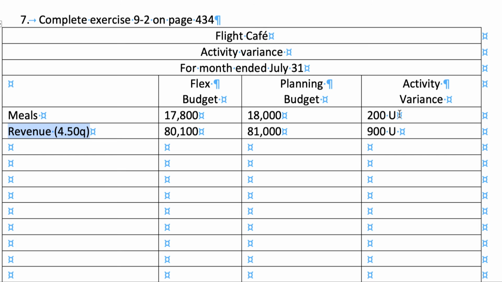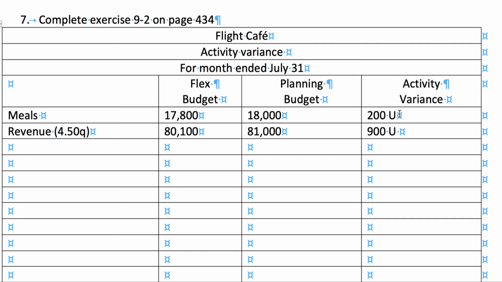So the revenue is unfavorable. Why? Because we made $900 less than what we actually planned to do. And again, that's a result of the difference in the meals, the 200 meals. So now we go through and we look at each of the expenses. Okay, very easy for us to do.